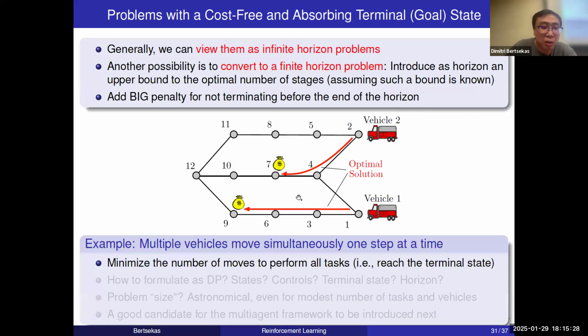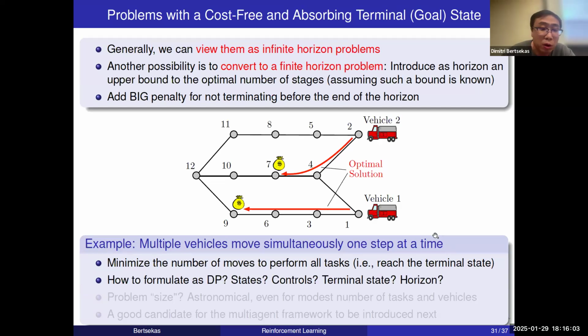So let's look at an example. A multi-vehicle problem moves simultaneously, one step at a time, in order to finish the tasks. Suppose we have vehicle 1 and vehicle 2 in this road network, and they collaborate to get to those 2 nodes to finish the job as quickly as possible, to minimize the number of moves to perform all tasks and reach the terminal state.